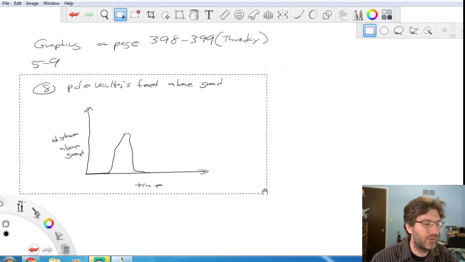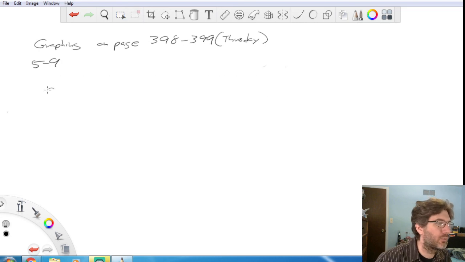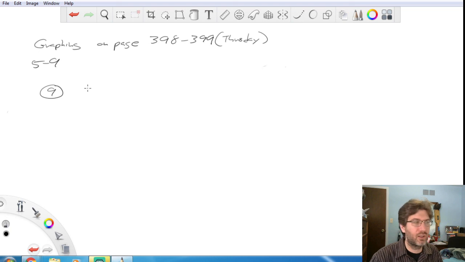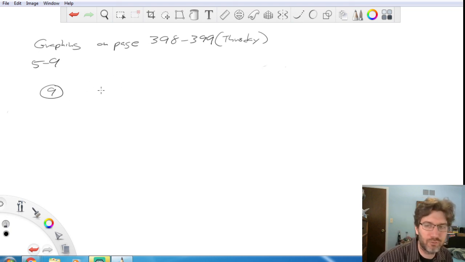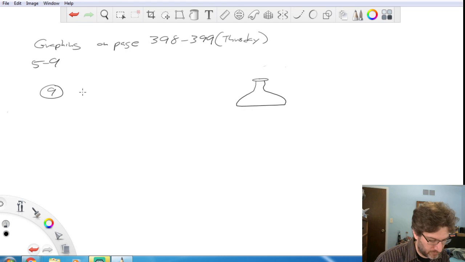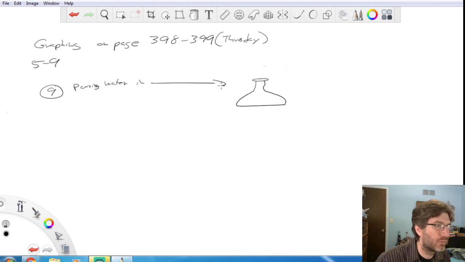Number 9 is the last one we're going to look at. In this chapter we are going to get into graphing lines, so you're going to be doing a lot of graphing. Here we're pouring water into this container. This container looks like this, an Erlenmeyer flask. Right. So we're pouring water into that thing.